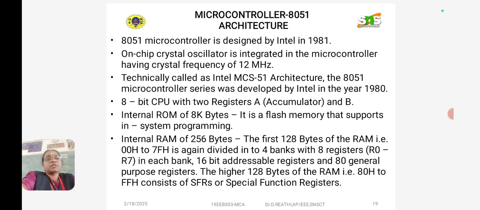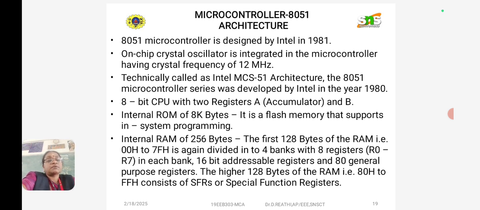Another feature of 8051 is that the ROM consists of 8K bytes. It is a flash memory that supports in-system programming, and the RAM has 256 bytes, which is divided into two parts, upper and lower. Both upper and lower consist of 128 bytes. The lower part has addresses from 00H to 7FH. It is again divided into four banks, and each bank consists of 8 registers.